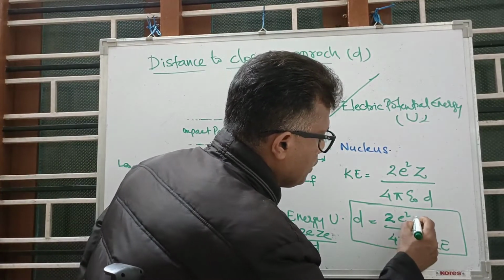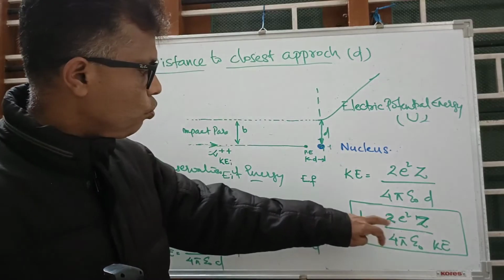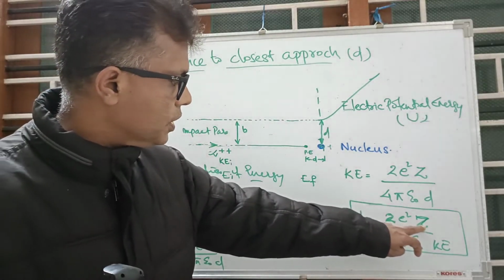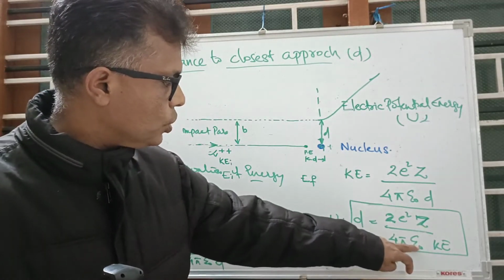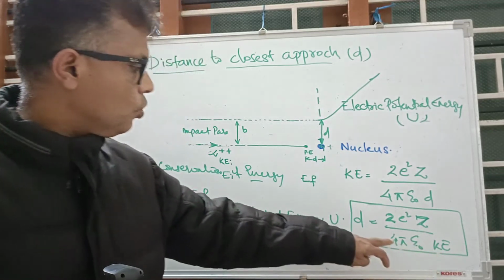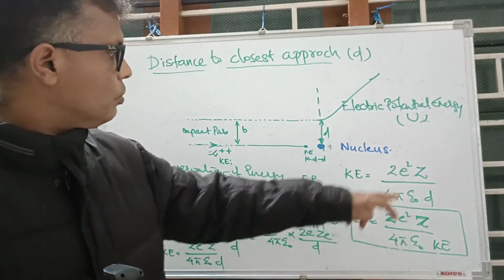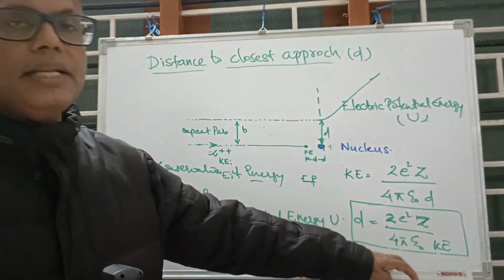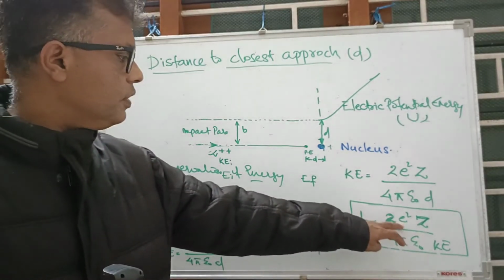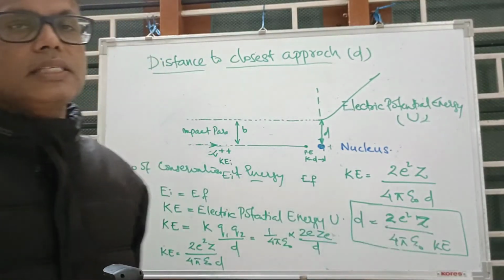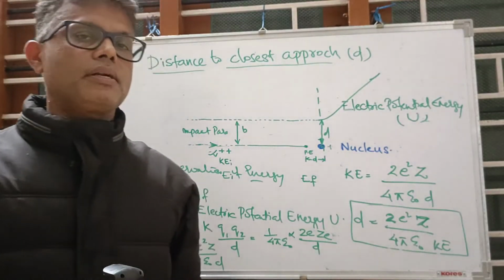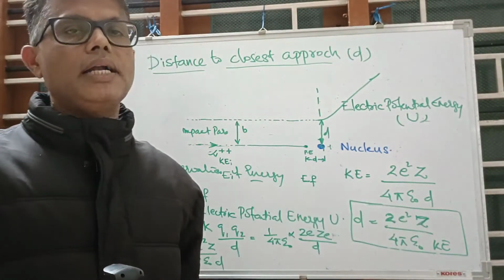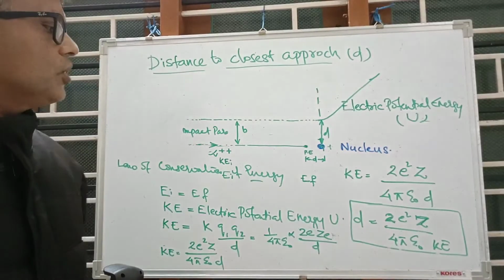This is 2 and this one is Z. So the distance of closest approach is 2 E square Z by 4 pi epsilon 0 into kinetic energy. We know that 1 by 4 pi epsilon 0 is equal to 9 into 10 raised to 9, E is the electron charge, and Z is the atomic number. So we can take this equation.